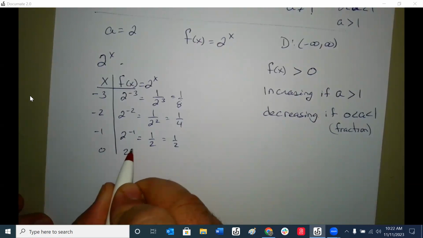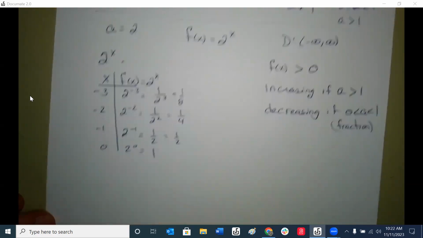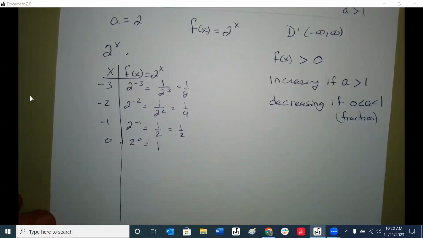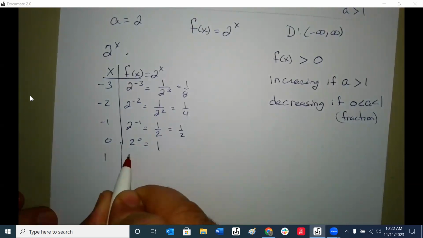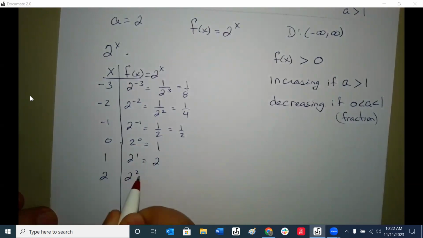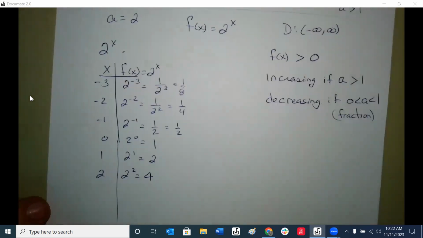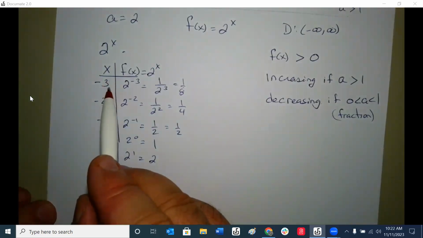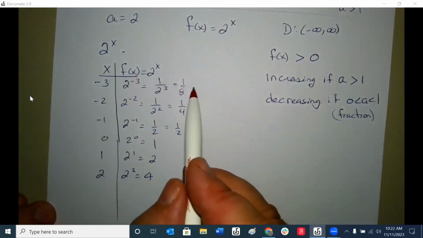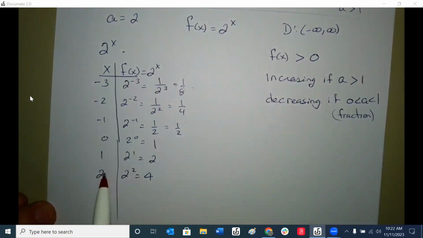When x is 0, anything to the 0 power is always 1. When x is 1, when x is 2, so when the x values are negative, they're very small. The bigger the negative number, the smaller the number. When x is positive, the bigger it is, the bigger.